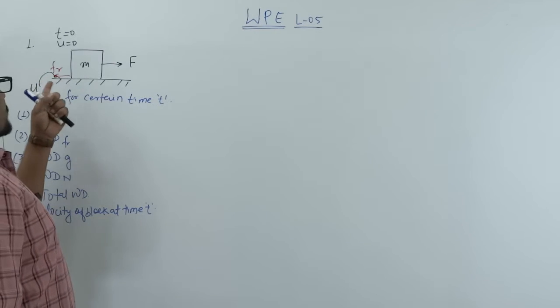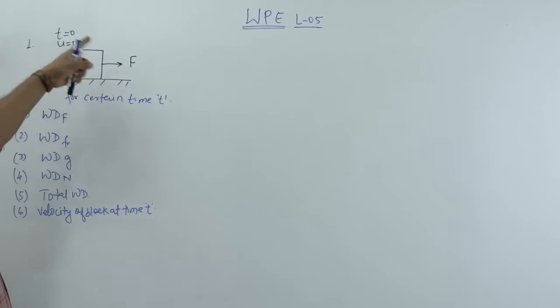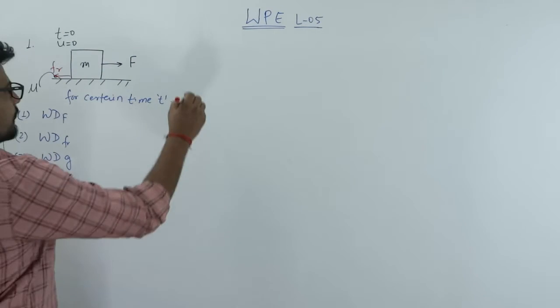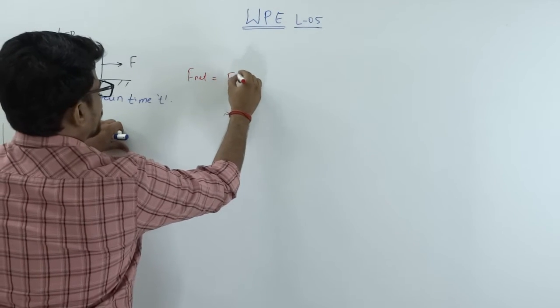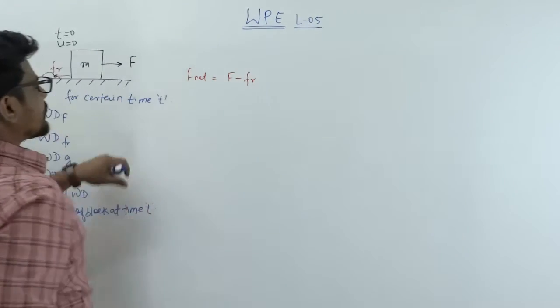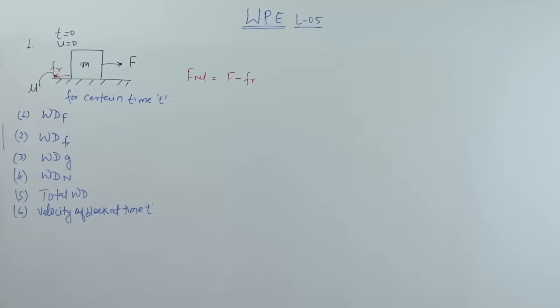And then the kinetic friction is going to act. So the net force acting on the body is going to be constant. Net force acting on the object should be how much? Force in the forward direction and the friction force in the backward direction. So that is going to be the net force that should act on this block.